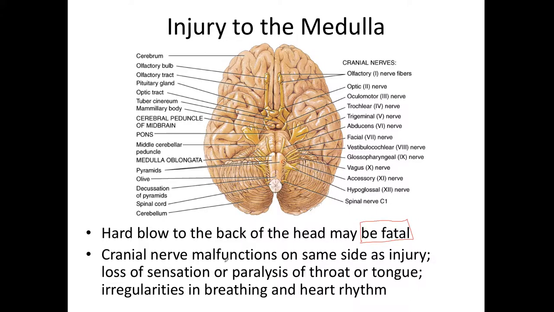So the cranial nerve malfunctions on the same side of the injury for those arising from the medulla. And the most dangerous among these are irregularities in breathing and heart rhythm. So those are the ones that are going to threaten your life the most if you do manage to injure your medulla. So brainstem injuries in general are to be avoided because a lot of very basic everyday operating conditions control type of activities happen in the medulla.